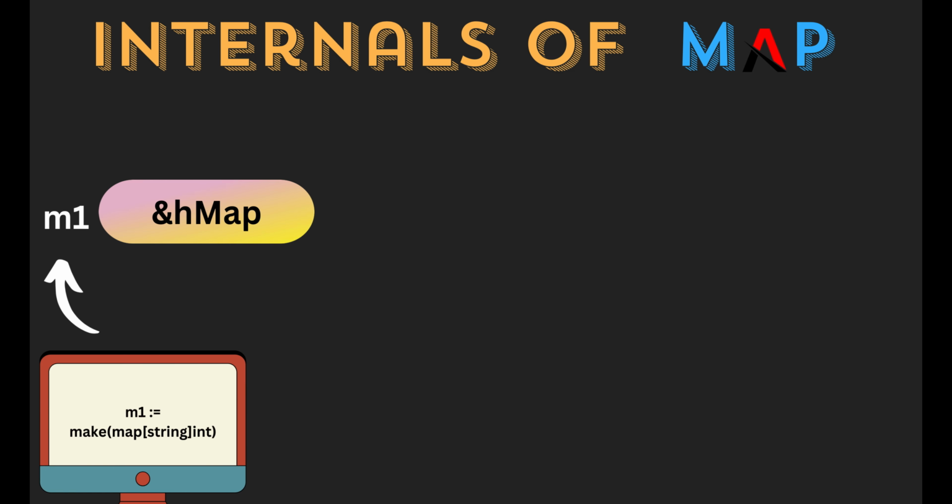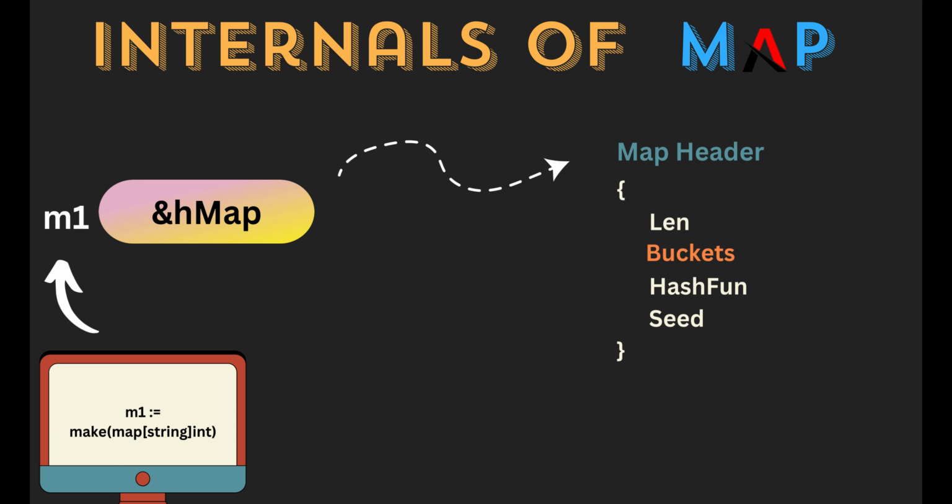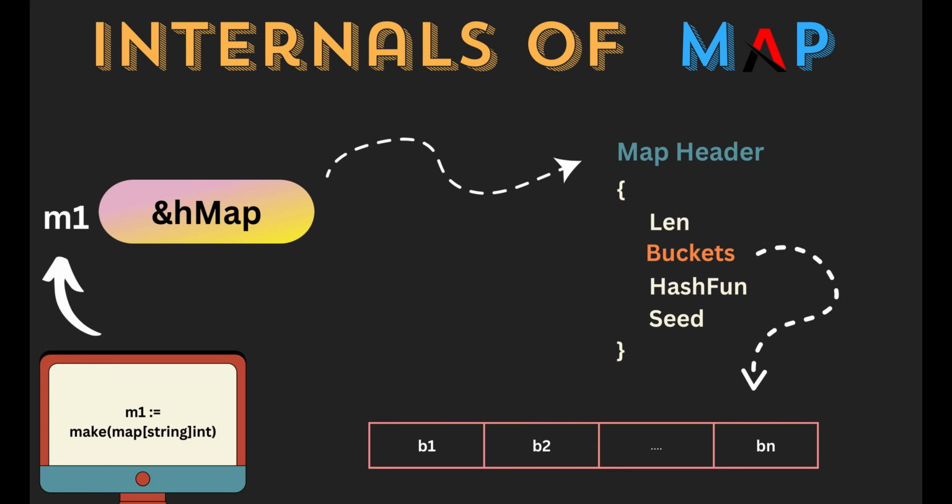Usually whenever we create a map, it won't store key value pairs in its memory. Instead, it holds the address of an hmap data structure. Here, hmap is a struct which holds length, buckets, hash function, seed, and many more attributes. Length is nothing but how many key value pairs the M1 map contains. And buckets is an array which holds the address of each bucket. So buckets might be in the form of B1, B2 till Bn. Each bucket is capable of storing 8 key value pairs. We will discuss this in detail, and the hash function and seed are used to create a hash value for each key.